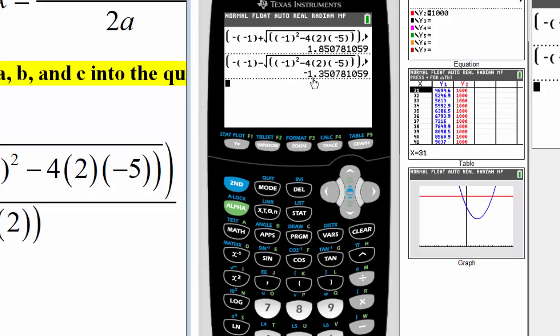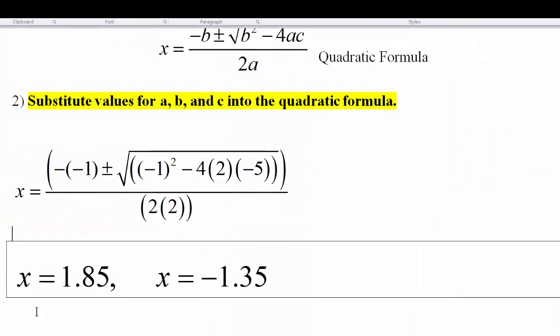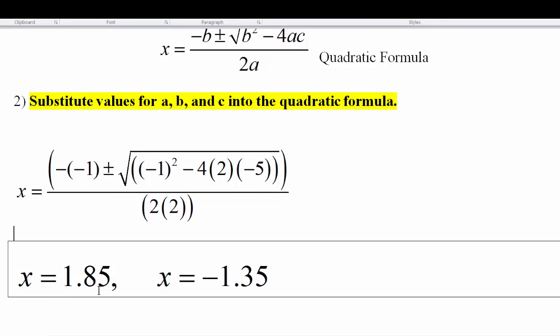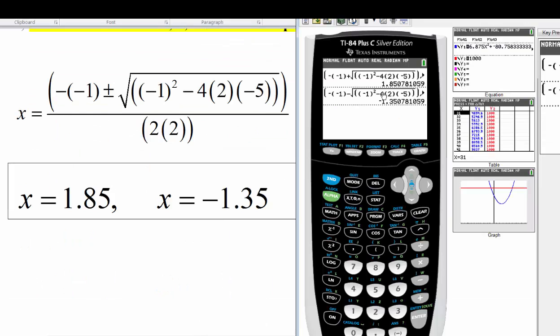And we're left with -1.35078. So let's just round to 2 decimal places, and I'll write my answer down here. So here's my answer. X equals 1.85, and x equals -1.35. And again, that matches what we have in our calculator. So now what if we want to solve this equation graphically?